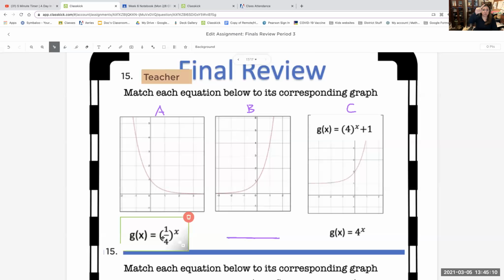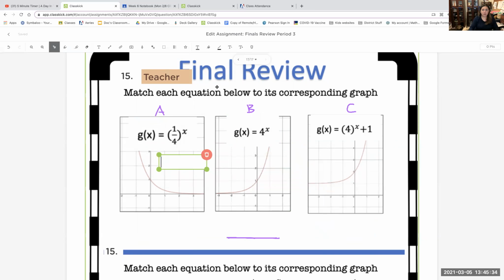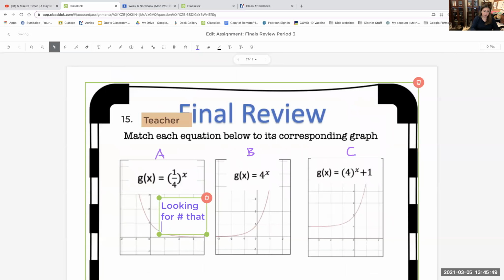Dividing by 4 means that my numbers are going down, down, down, down, down. Multiplying by 4 means that my numbers are going up, up, up, up, up. So which ones are going up? This one's going up. Which ones are going down? This one is going down. So what are we looking for? Let me do this in purple. Looking for numbers that go down or go smaller.